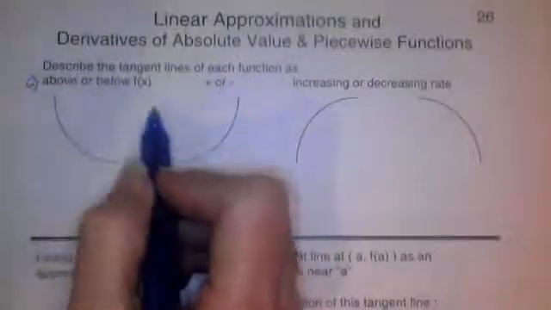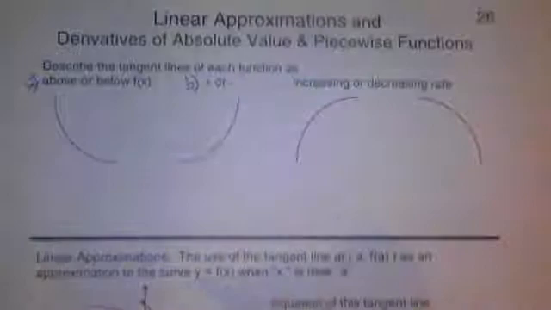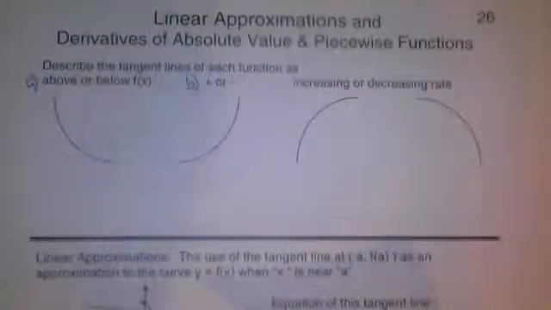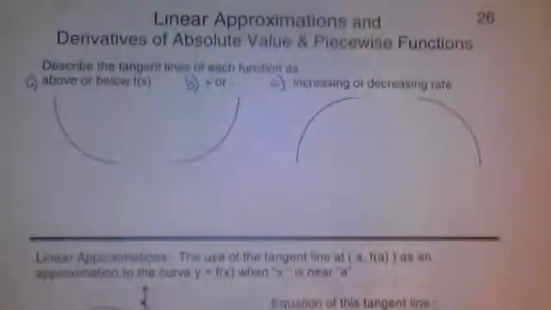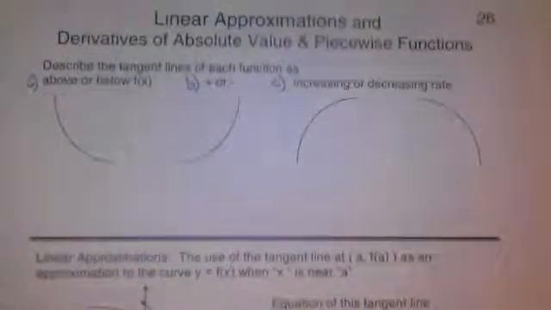Talk about whether the tangent lines would be above or below our function curve. Second, they want us to tell whether those tangent lines would have a positive or a negative slope. And then, thirdly, they want us to tell whether those slopes are increasing or decreasing, whether the rate of change is increasing or decreasing. So, let's take a look.